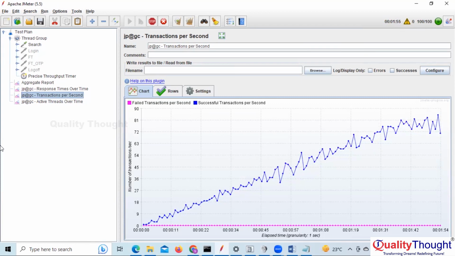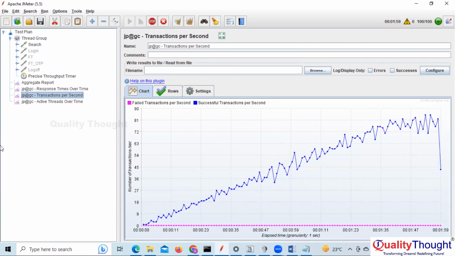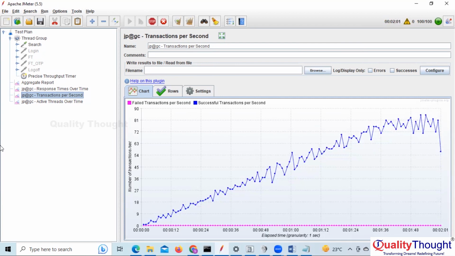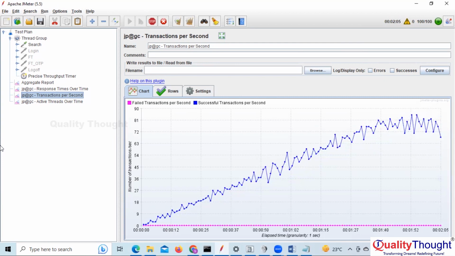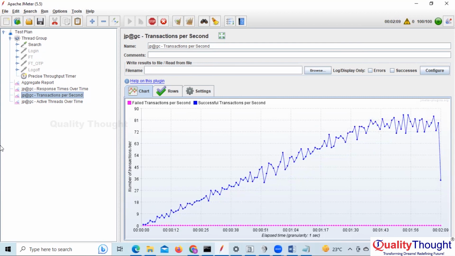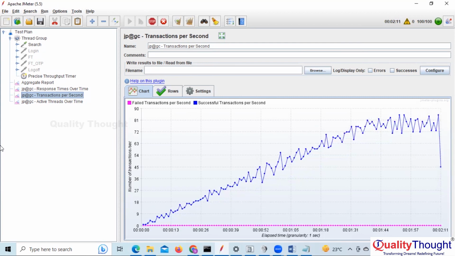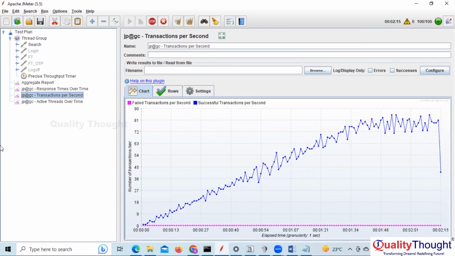Did we reach 100 count? 100 users? It reached 100 peak now, right? Yeah. So how much did we achieve? How much did we achieve? TPS, 80, right?